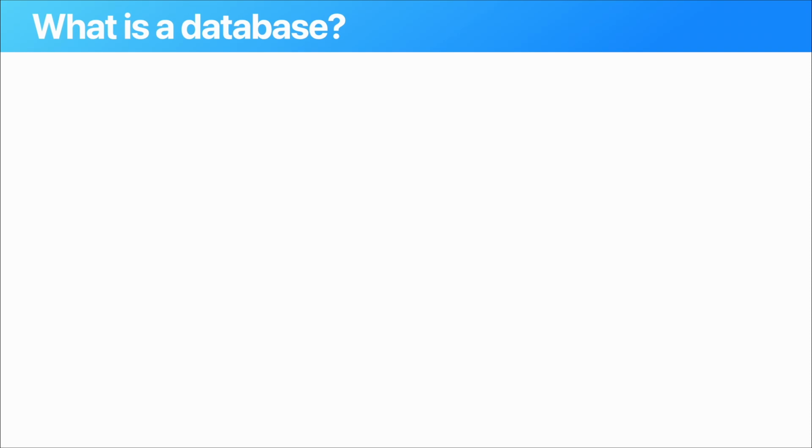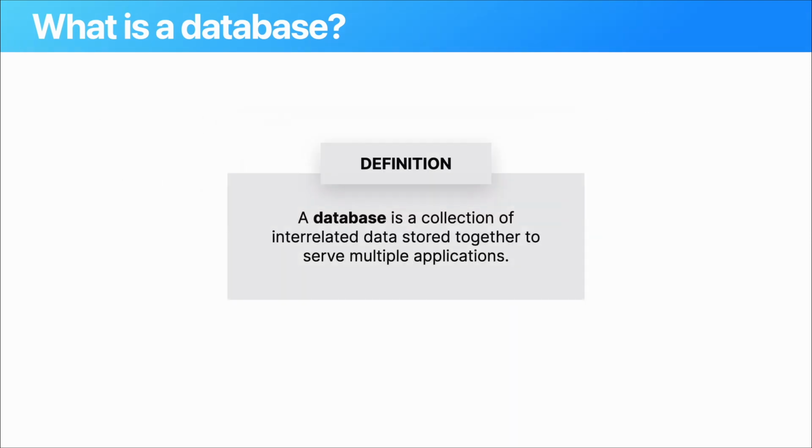What is a database? A database is just a collection of interrelated data stored together to serve multiple applications. Now, you could store data in CSV files or binary files, that is completely valid. But the thing is, it's not that effective.